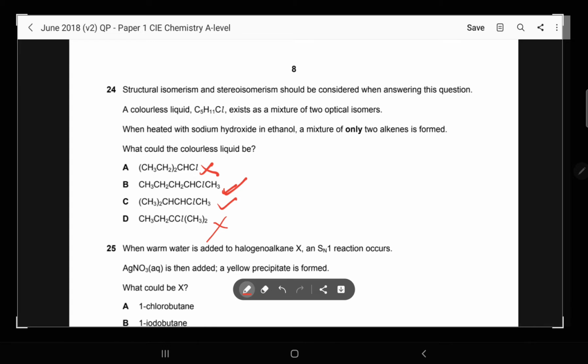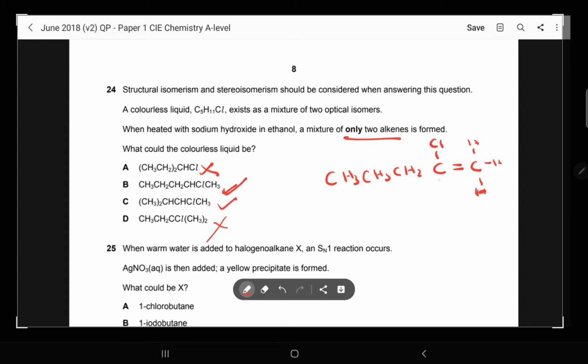Now let's get into this one. Only two alkenes are formed. So when we react the chloroalkane with sodium hydroxide and ethanol, it is going to result in an elimination reaction. A double bond is going to be formed. So for this one, we are going to get two possible compounds: CH3, CH2, CH2, C double bond C. There's going to be a chlorine, and there's going to be hydrogen, hydrogen, and hydrogen.